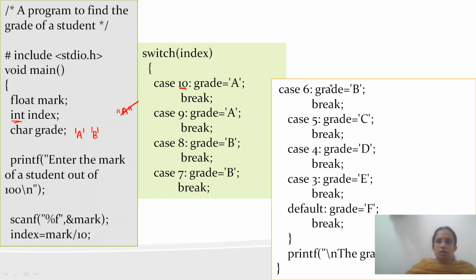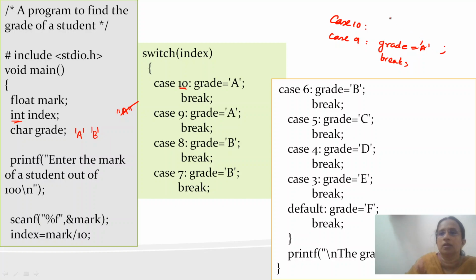Okay. Now, the problem with this is that here we have an A grade, here also we have an A grade. The same statement is repeated twice. Here this statement is repeated thrice. So we can avoid this using another way. In the case of case 10, just leave it there. Write case 9, grade equal to A. And write a break.